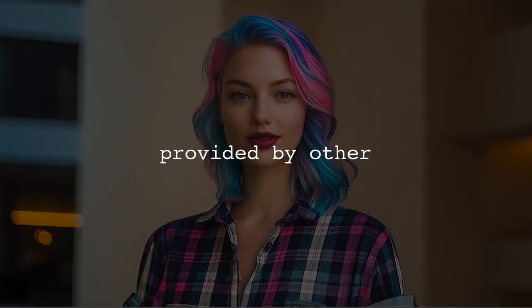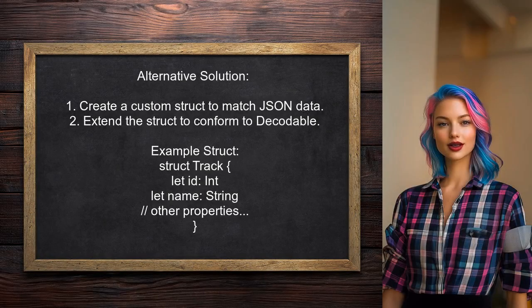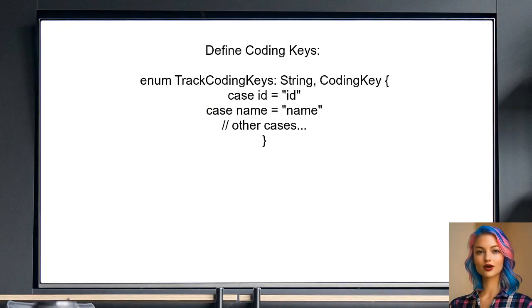Now let's look at the answers provided by other users. An alternative approach shared by another user involves creating a custom structure that mirrors the JSON data. They suggest defining a struct and then extending it to conform to the Decodable protocol. Next, define an enum within the struct to specify the coding keys. This enum maps the JSON keys to the struct's properties, allowing for custom key handling.